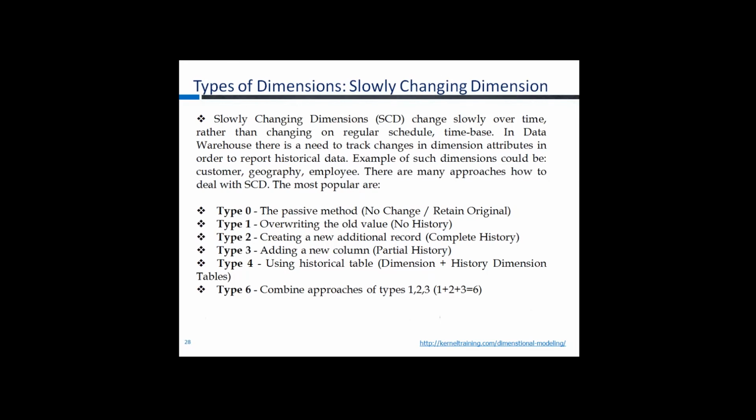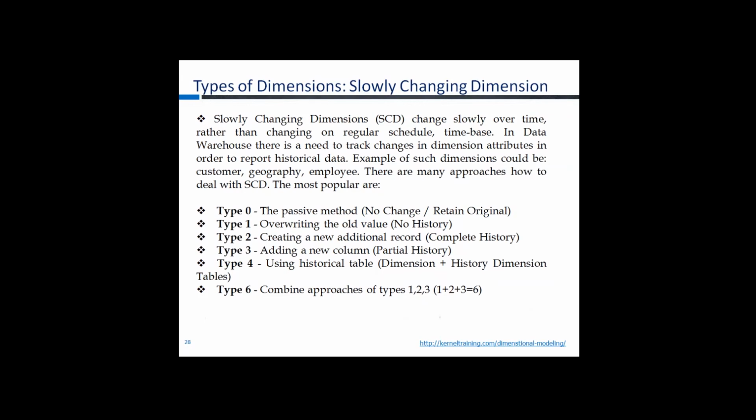Slowly changing dimension is basically a type of dimension which defines how you capture the changes for the dimension data. Suppose I have a customer dimension table. When we load the data into the customer dimension table the very first time, all the data comes. Now after 1 month, the customer has changed his address or maybe his city. He was staying in Hyderabad, now he shifted to Mumbai. In the customer table, should I override this, remove Hyderabad and keep Mumbai, or should I keep both Hyderabad and Mumbai? How to capture the changes at the dimension level within the dimension table is defined by type 0, type 1, type 2, which is the most popular, and then 3 and 4.